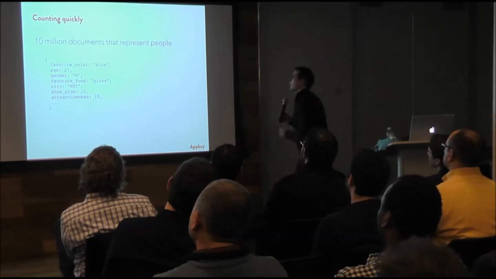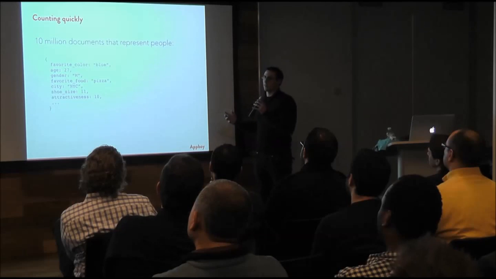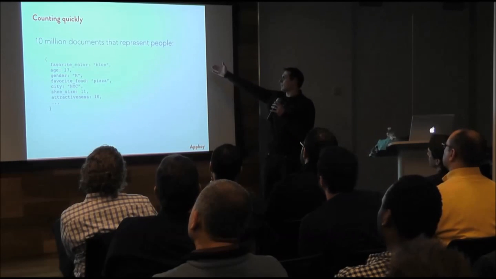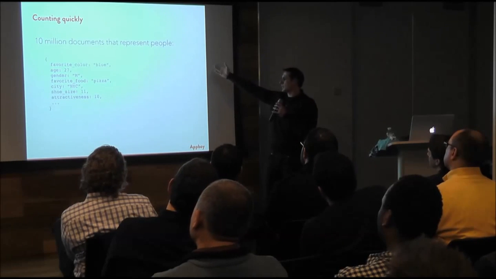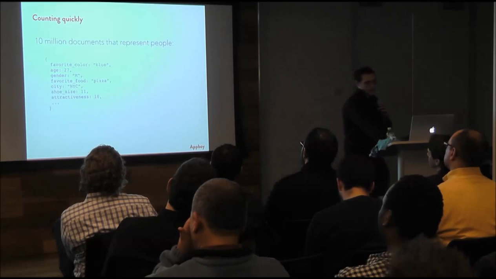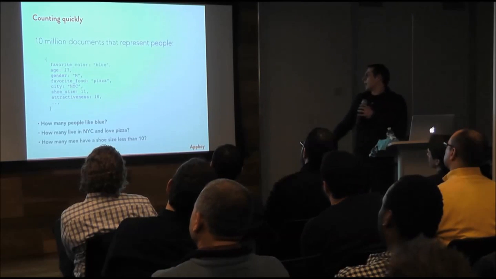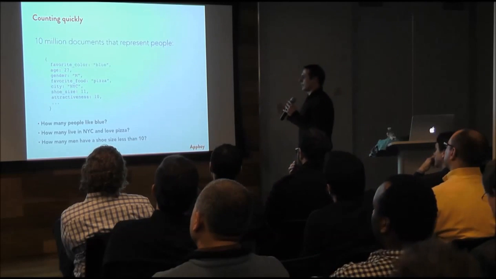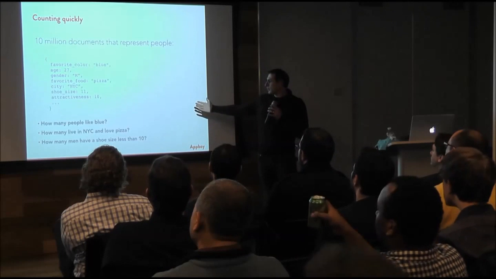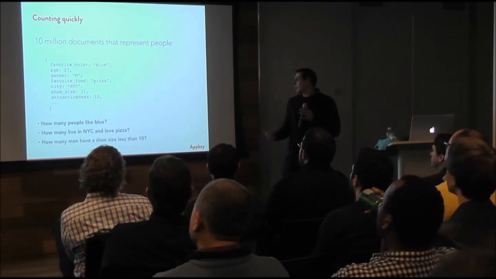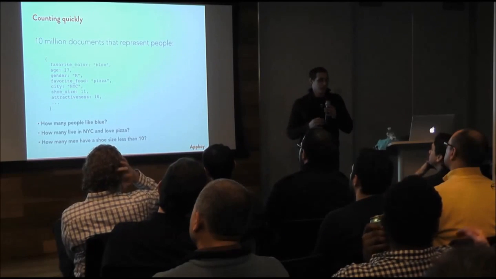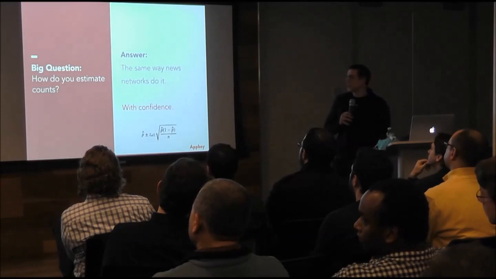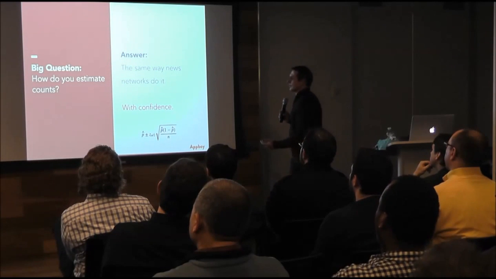So let's go into this as an example. Let's say I have 10 million documents that represent people. So I've got someone whose favorite color is blue, he's 27, he likes pizza. And I have a lot of questions that I want to ask about this data set, these 10 million documents. Like, how many people like blue? How many people live in New York City and love pizza? How many men have a shoe size greater than 10? So the big question is, how are we going to estimate the counts?